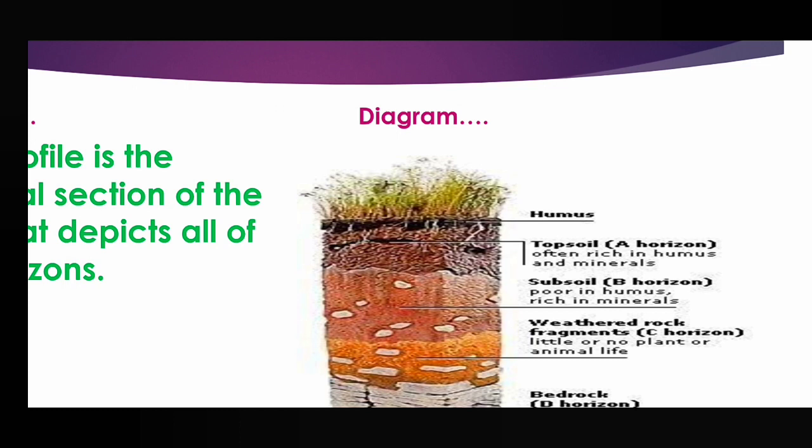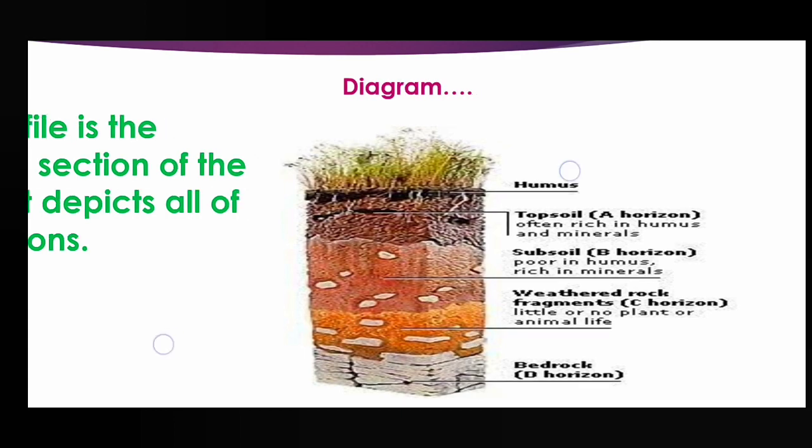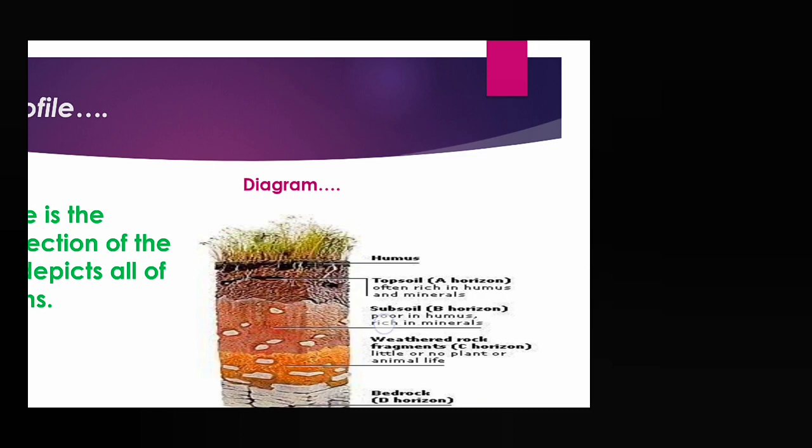So in each and every soil profile there are some horizons present. I have already told you that in mature soil 4 horizons are present, but in immature soil some horizons are missing.